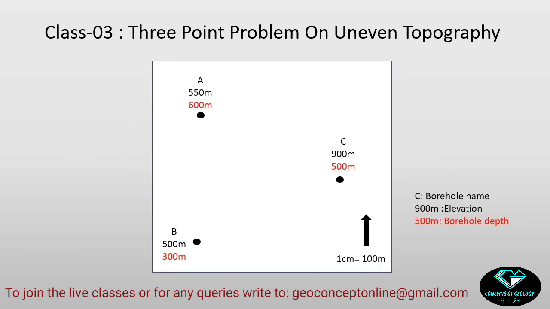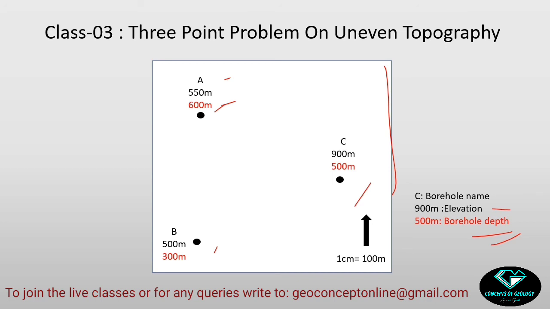Now this kind of problem, I mean the 3-point problem in uneven topography, may be represented by this type of diagram. This is a map diagram. Here the points A, B and C have already been plotted, and we are giving two values here. Which value is depicting which one is written clearly on the index. Suppose the black value is the elevation and the red value is the borehole depth. So don't get confused why there are two values. One value is the elevation of the topography and the other value is the borehole depth.